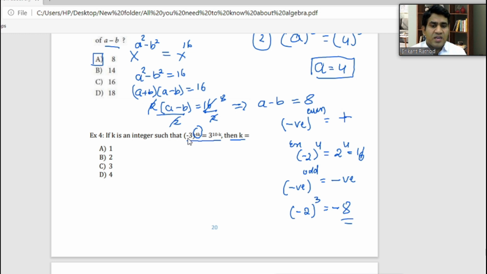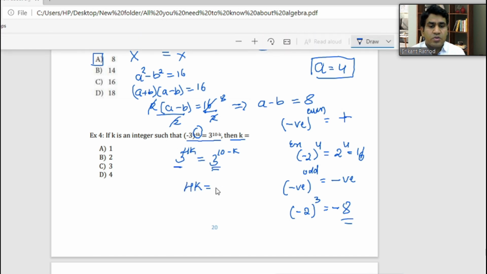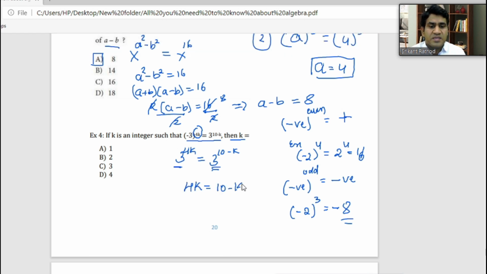So negative 3 to the power 4k can also be written as 3 to the power 4k. This is equal to 3 to the power 10 minus k. Now we have the same base on both sides: 3 to the power 4k and 3 to the power 10 minus k. If the bases are the same, I can equate their powers. Then I can write 4k is equal to 10 minus k.